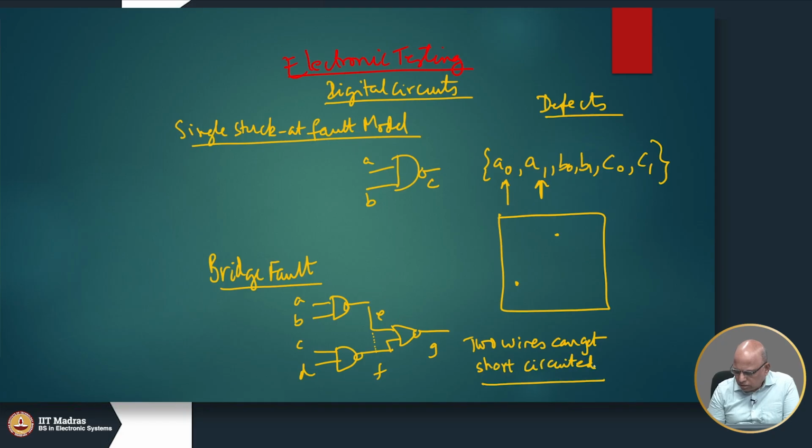Okay. What is the reason for such a short circuiting? Once again, as I mentioned to you, these metal lines may be running very close to one another, and as a result the etching process may not remove enough metal between E and F, and as a result E and F may get short circuited. So, that could be one reason why there could be a bridge fault. Okay. So, this is also a common fault model that is used, right.